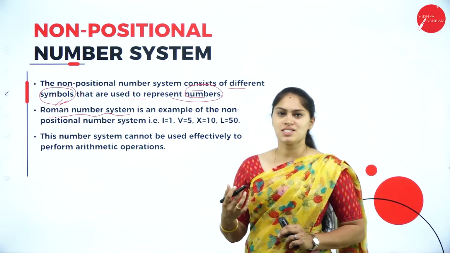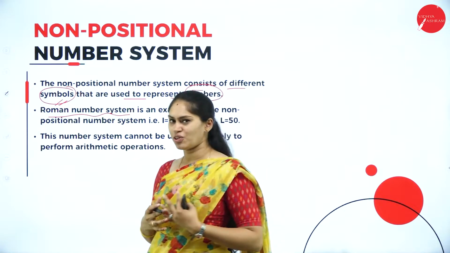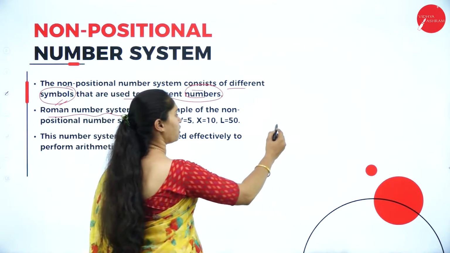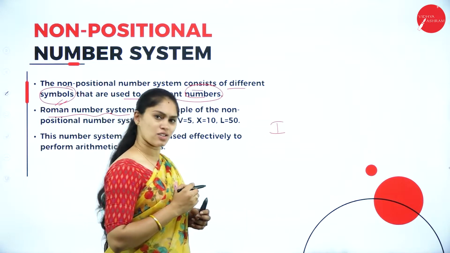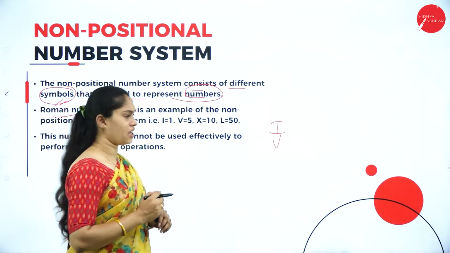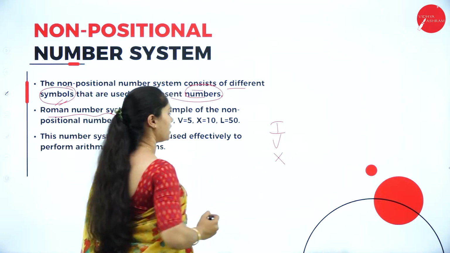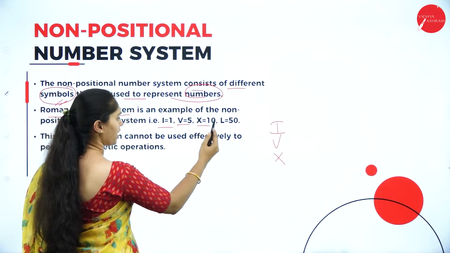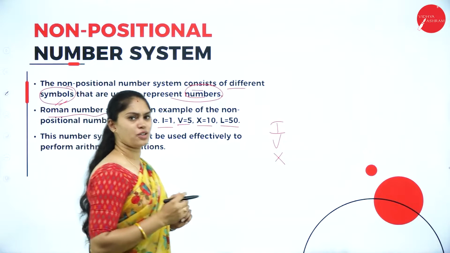So if you just go back to your school days and if you could remember the Roman number system. So how we are going to represent the 1? That is with the help of I. That is also one of the symbol. How we are going to represent 5? That is with V. And if I wanted to represent 10, that is of X. Fine. So here you can see I is equal to 1, V is equal to 5, X is equal to 10 and L is equal to 50.